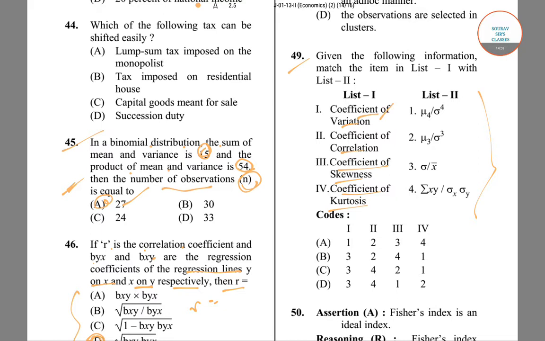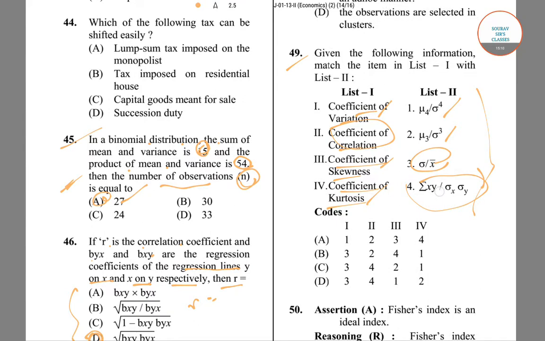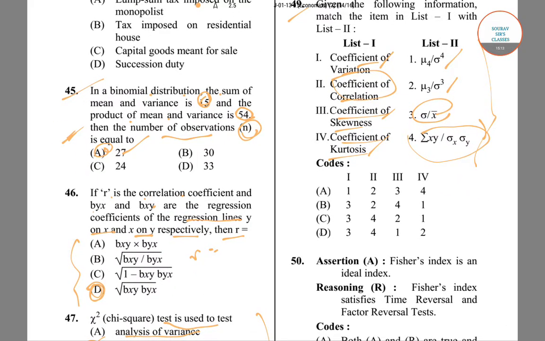For coefficient of variance the right answer is sigma by x bar. For coefficient of correlation, the option is summation xy by sigma x sigma y. Coefficient of skewness is equal to mu 3 by sigma cubed, and coefficient of kurtosis is equal to mu 4 by sigma to the fourth. So for this, the right answer is option D.